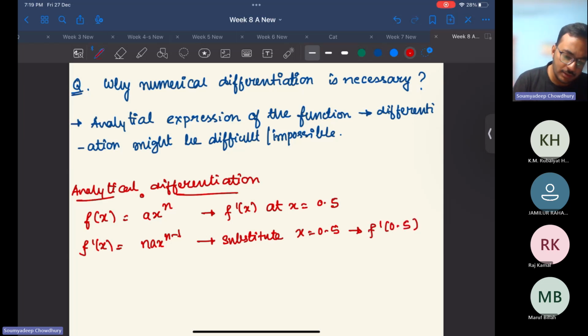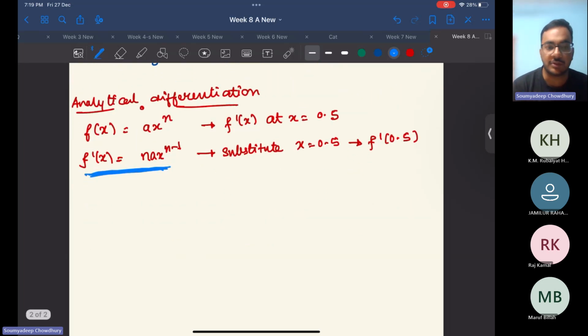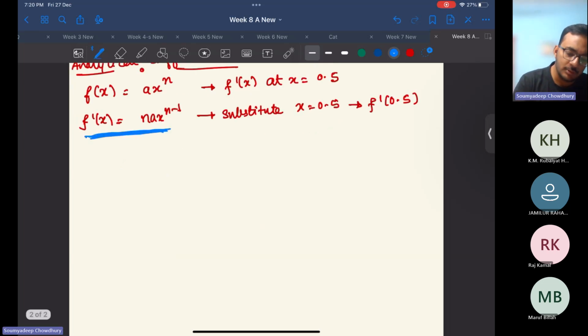So here, this analytical differentiation expression is readily available with us, right? But in numerical differentiation, we don't have a direct expression for the particular differentiation. We use different forward differences or backward differences to find the value of the derivative of that function at a particular point. Okay, so now we need to understand numerical differentiation, right?